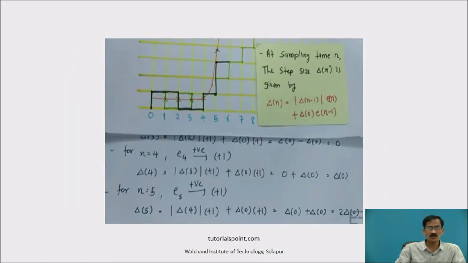Now at n equals 5, the staircase output is less than that of the analog signal. So the current error E5 is positive. Delta 5 will be equal to the mod of the previous delta, that is delta 4, into the current error E5 plus 1, plus delta 0 into the previous error E4, that is plus 1. That will give rise to 2 times delta 0. So at instant n equals 5, the step size is doubled. You will find the increase in the step size, which is shown between 5 and 6.